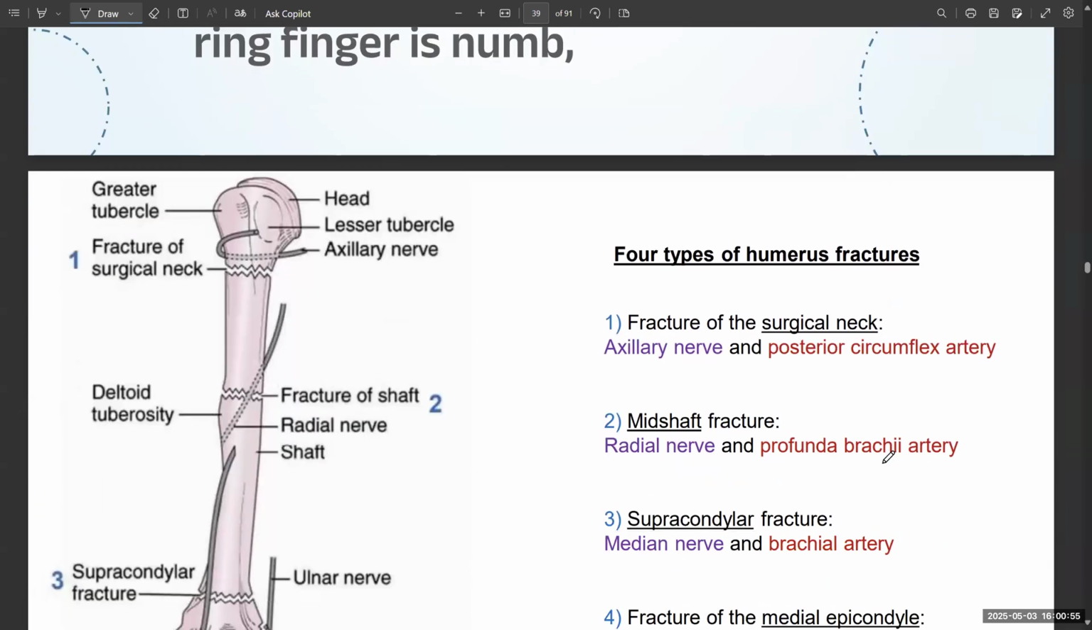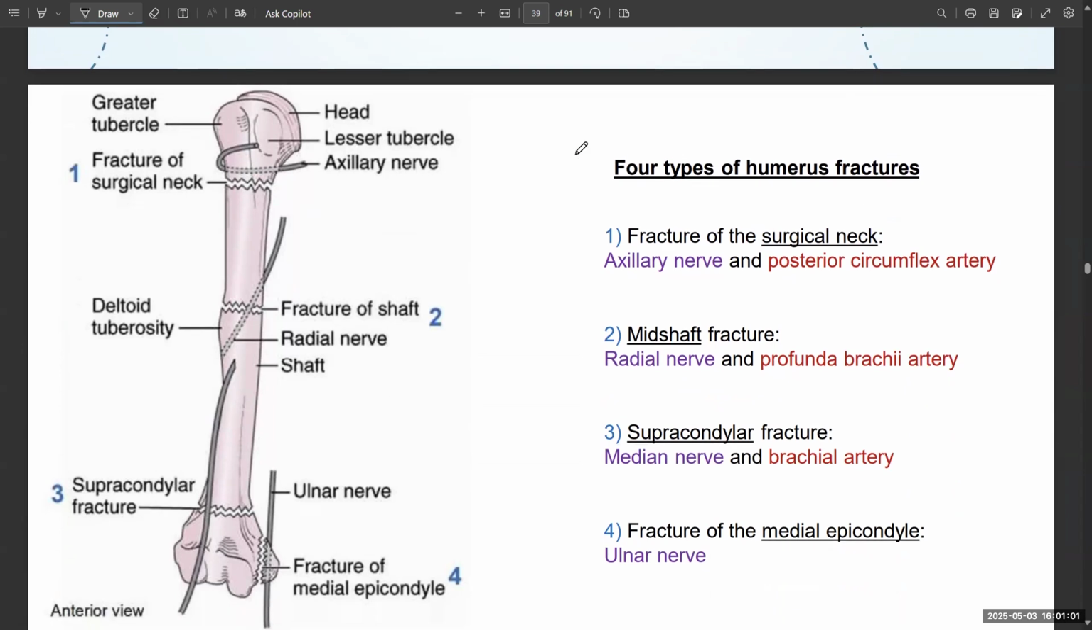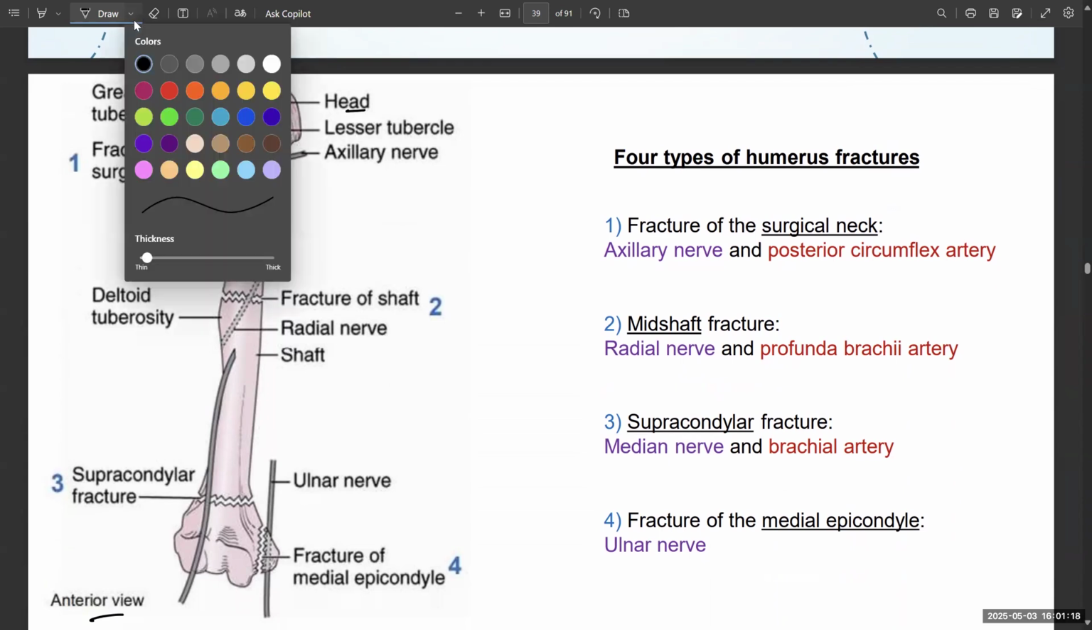Moving on to the humerus fractures. There are basically 4 types of humerus fractures that you have to know. This is the humerus, the anterior view. What we have here is the head, the greater tubercle, the lesser tubercle, and then the surgical neck. This is the neck of the humerus.